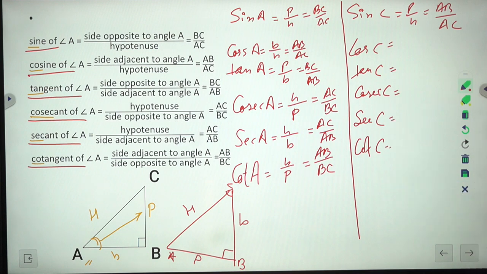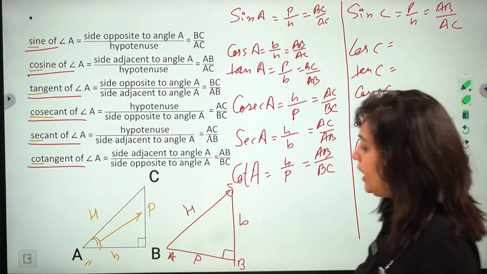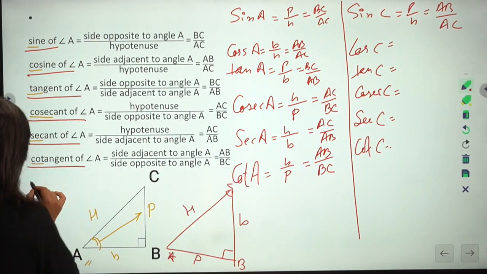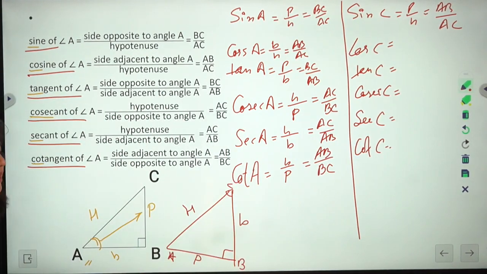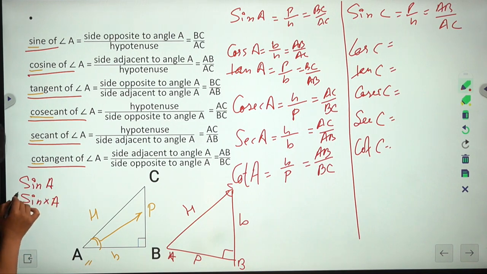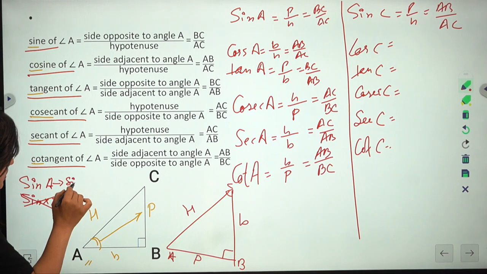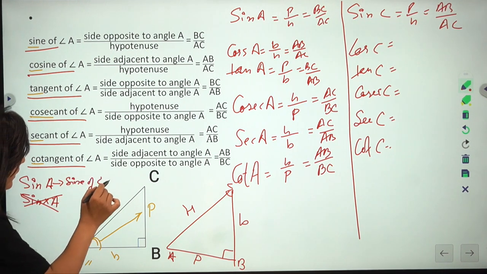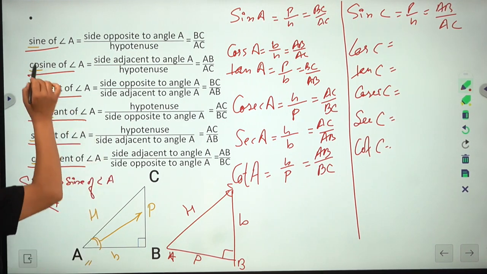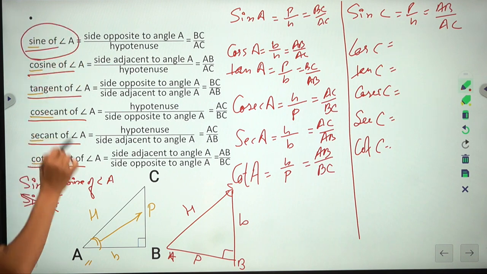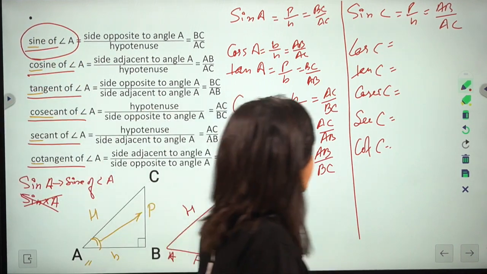Clear? One more thing I want to make clear, which I know you already understand. Sin A doesn't mean sin into A. Sin A simply means sine of angle A. Clear? Sine of angle A. Don't forget that.